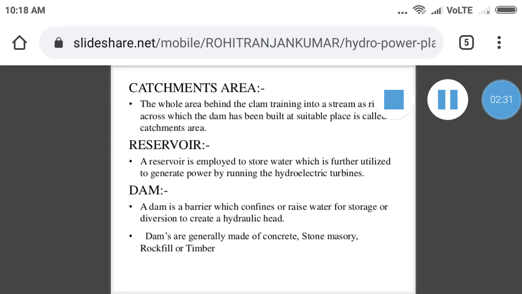Reservoir. A reservoir is employed to store water which is further utilized to generate power by running the hydroelectric turbines. Dam. A dam is a barrier which confines or raises water for storage or diversion to create a hydraulic head. Dams are generally made of concrete, stone, masonry, rock fill, or timber.